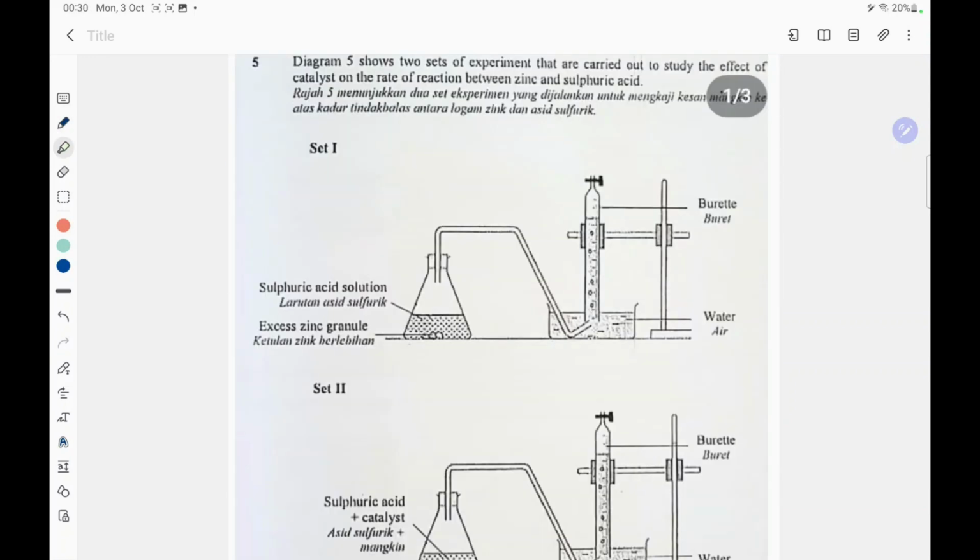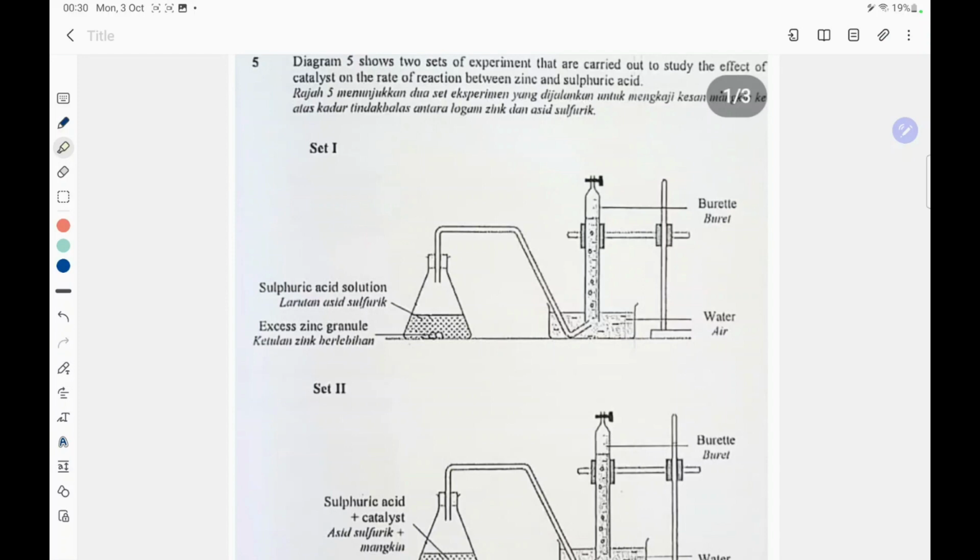Before we proceed with the summary, I will discuss one structure question first. Bear in mind that the format of this structure question might not be exactly the same because you are in KSSM and this is KBSM format, but it's okay because the content is still the same. Maybe just the marks distribution, but that's not important. So let's take a dive and look at this question.